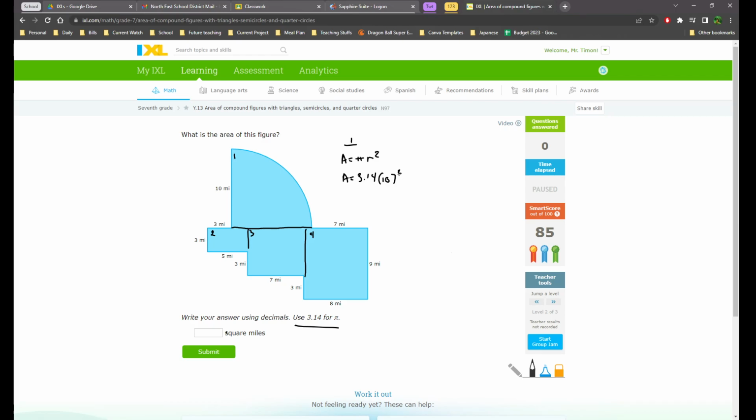Square that. 10 squared is 100. Multiply that by 3.14. It moves the decimal 2 places. It would be 314. But I'm not done there just yet, right? I only have a quarter of a circle. So I need to divide that by 4, and I get my area equaling 78.5 miles squared. Okay, so that is my circle.